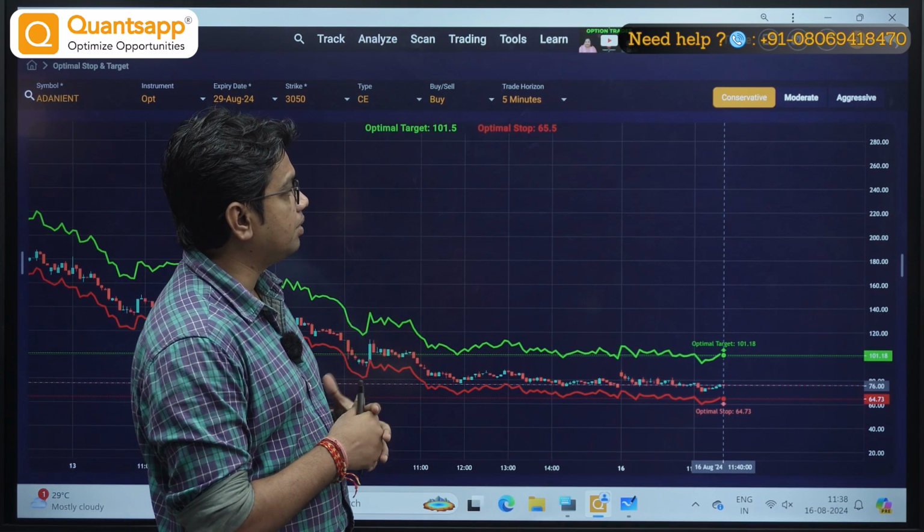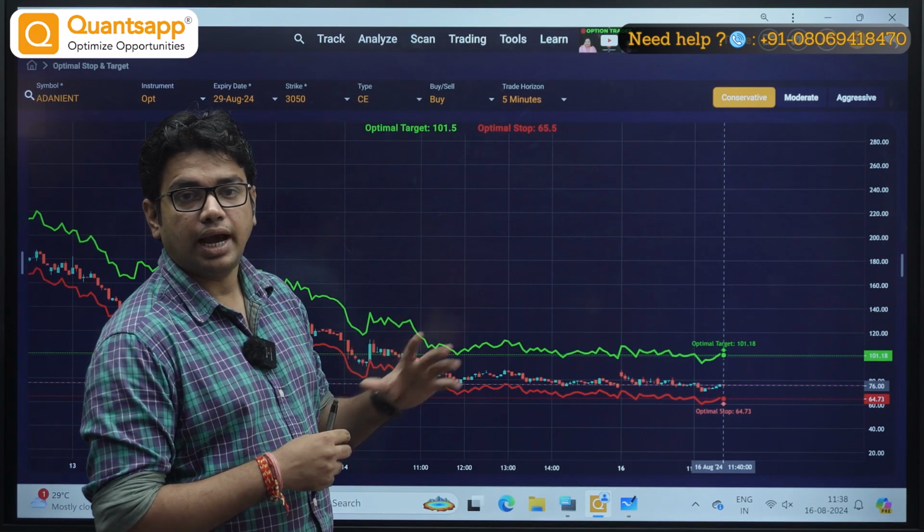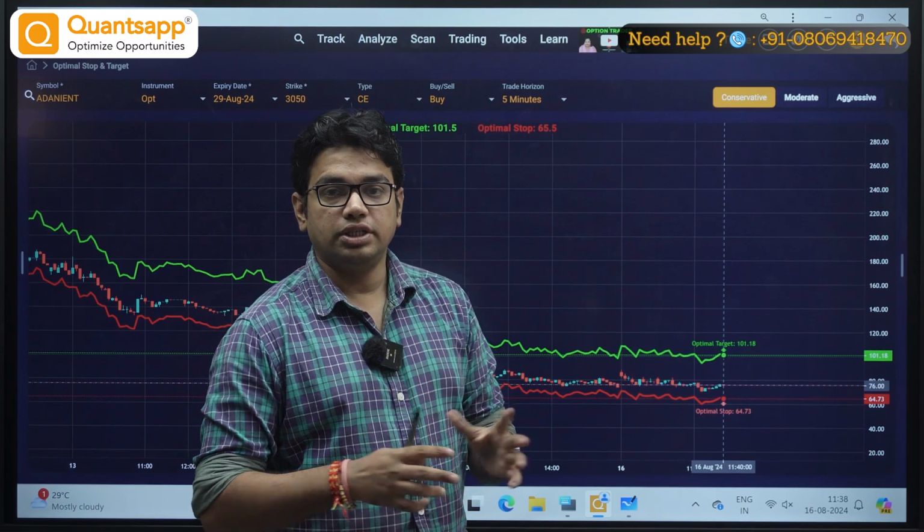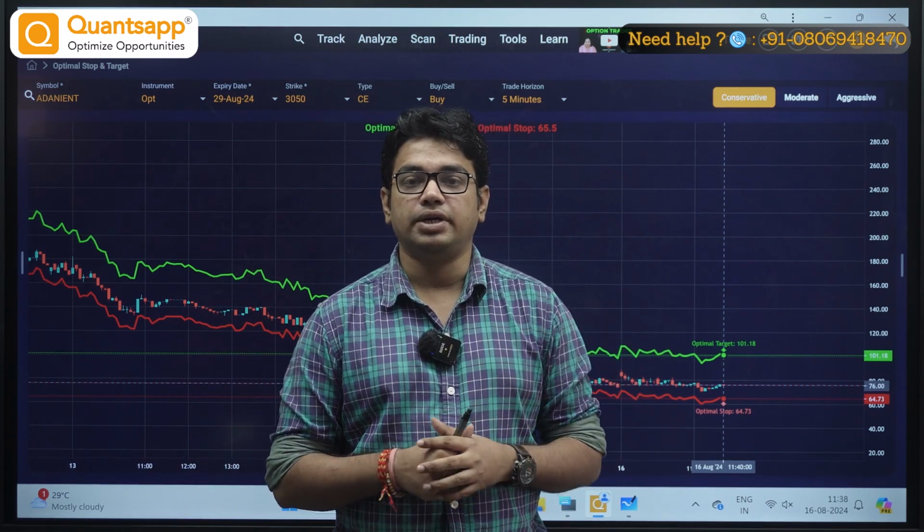So if I am bullish on this particular stock, I'll go ahead and take this particular option and wait for my target. So this session is all about optimal stop and target.